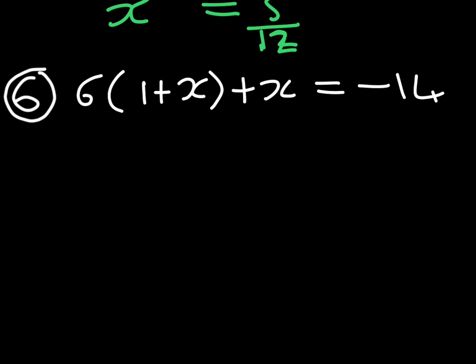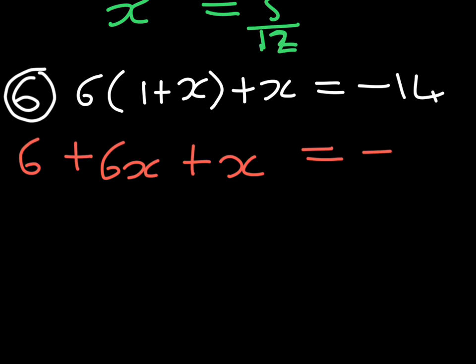This will give us 6 when we multiply the 1 with 6, and we then say plus 6x, which is what we get when we multiply the 6 with the x. We then add x, because that is what we had over there, and we say that this equals minus 14. Now that we have multiplied out the brackets, we can continue as per usual.